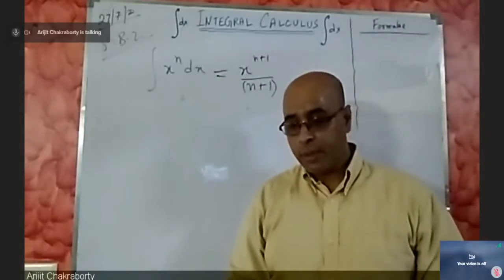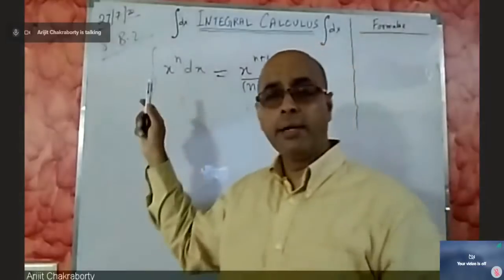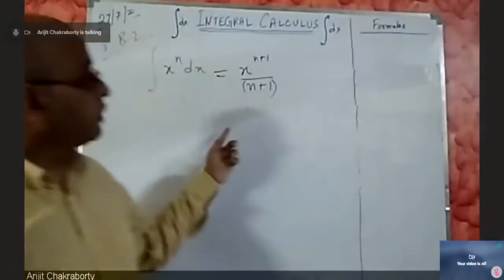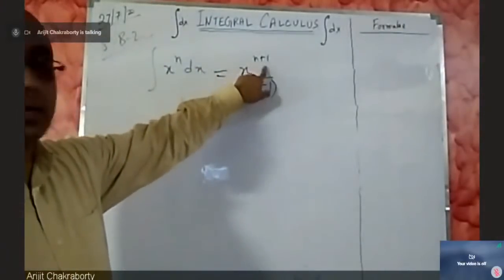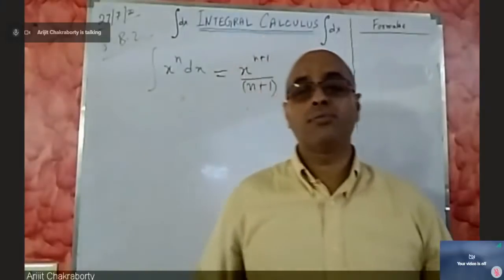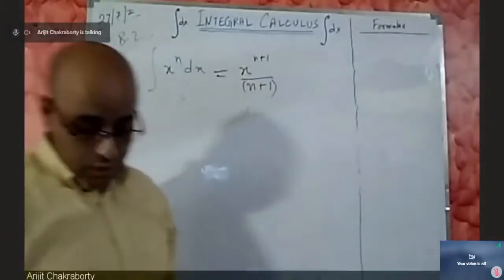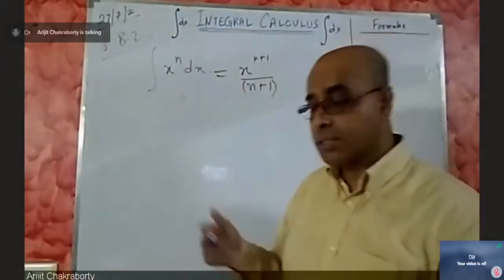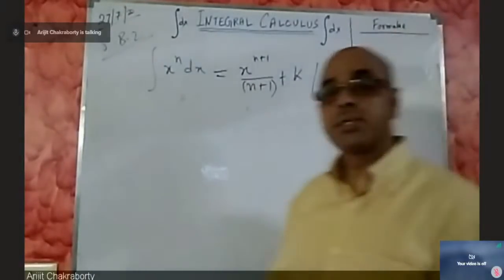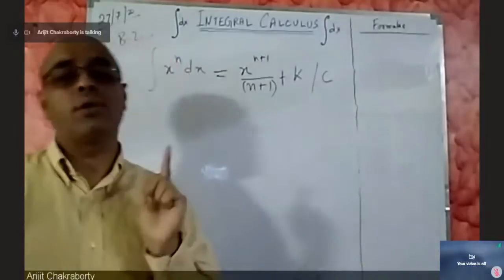Now please remember, in differential calculus it was totally different. For x to the power n, the differential coefficient was n x to the power n minus 1, but here it is x to the power n plus 1 divided by n plus 1. Now in integral calculus, there is a concept of constant of integration. So after we find this out, we have to add a constant. The constant can be referred to as K or as C. So the letter K or the letter C stands for the constant of integration.